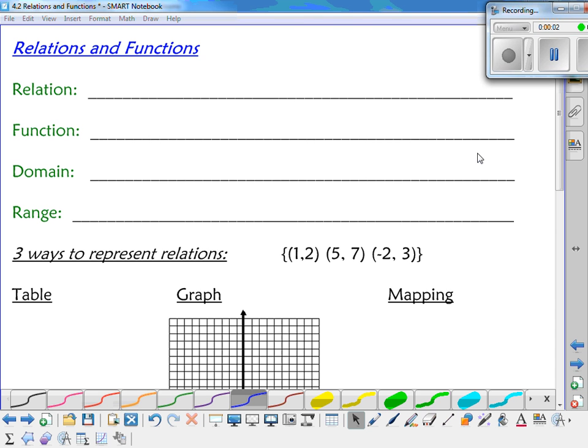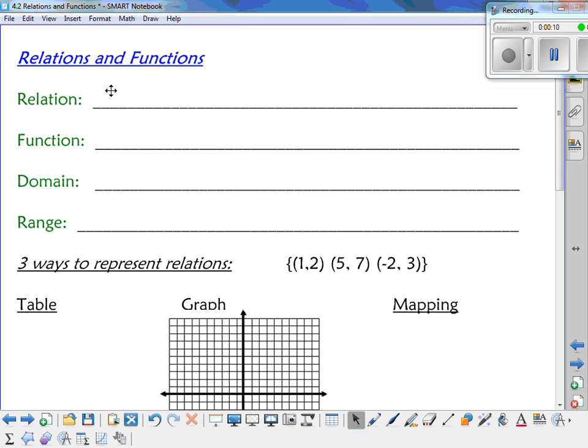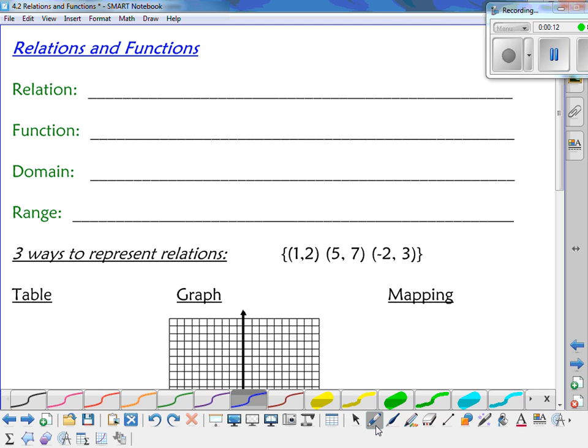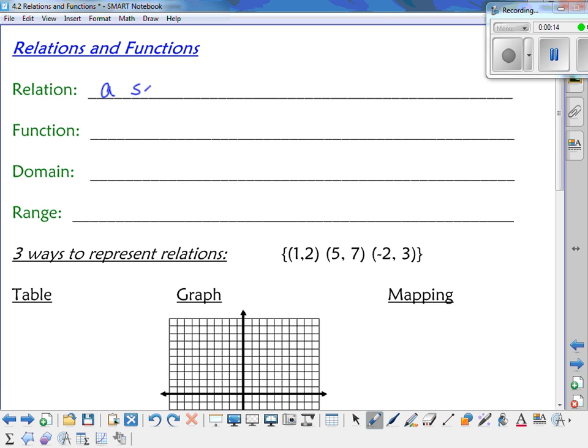Okay, so the lesson objective, we're going to be talking about relations and functions today. So first of all, a relation is a set of ordered pairs. A set of ordered pairs. And so we use x and y coordinates to do that.